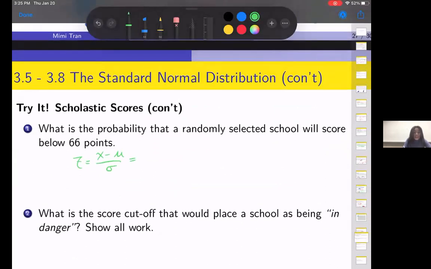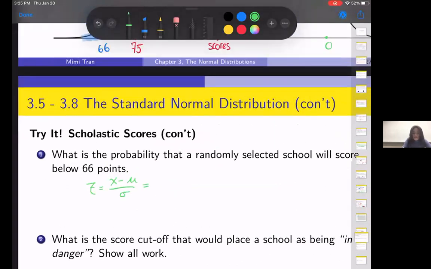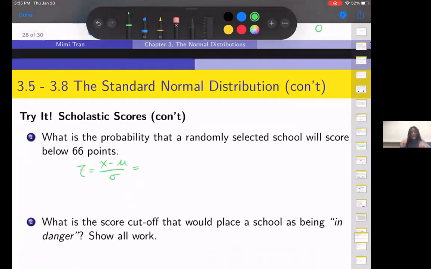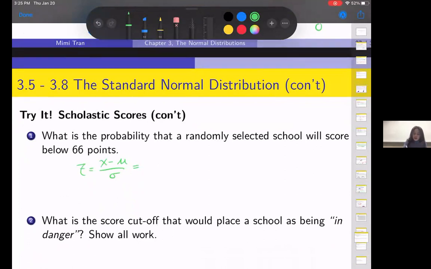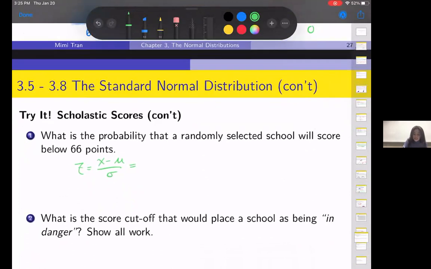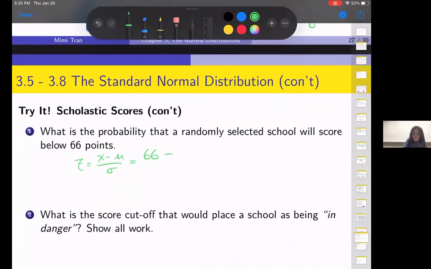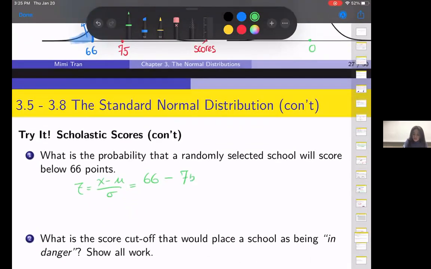X, what is X? Oh, thank you, Mohammed. I'm not asking questions, so you don't have to answer, but thank you. X is 66, right? 66 minus mu, which is 75, and sigma is 5.